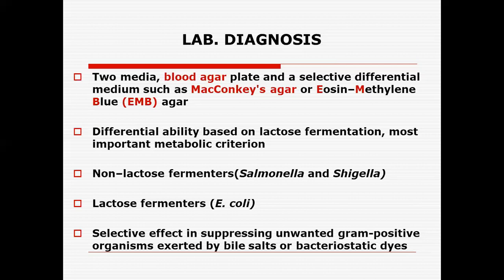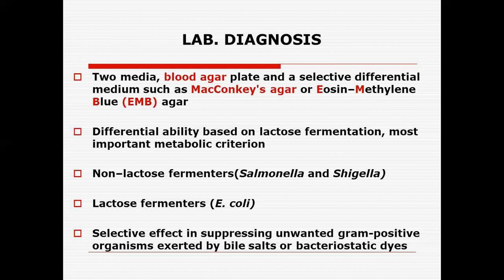So keep in mind, first comes the isolation of the organism by plating the sample onto blood agar along with one of the differential selective media, either MacConkey agar or eosin methylene blue agar. Now, the differential ability is based on lactose fermentation. After culturing the microorganism onto one selective medium along with one enriched medium, we look at the lactose fermentation test. This is the most important metabolic criterion for the differentiation of the species of the family Enterobacteriaceae.